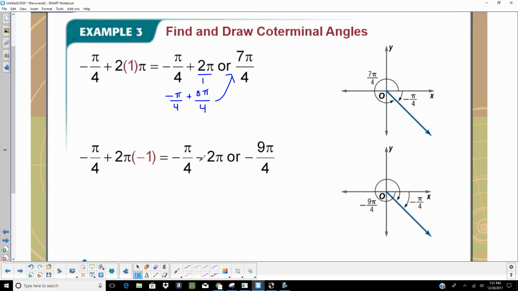If I were to subtract, then I'm taking away 1 rotation. I'm still going to have negative pi over 4. But this time I'm subtracting 8 pi over 4. And that is where the negative 9 pi over 4 comes from. And off to the right, you can see the picture, and you can kind of visualize that.